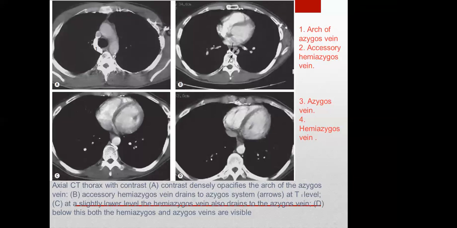In a more inferior section, you can see this is the accessory hemiazygos, where it will drain to the azygos vein at the level of T8. Then more inferiorly here, it will show the hemiazygos, not the accessory. The hemiazygos drains into the azygos vein.